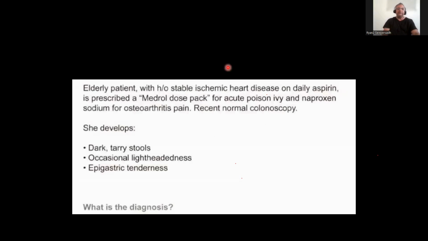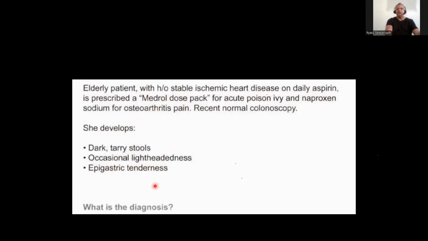Okay, here we have an elderly patient with a history of stable ischemic heart disease on daily aspirin. He is prescribed a Medrol dose pack for acute poison ivy and naproxen sodium for osteoarthritis pain. Okay, so it's basically steroids and non-steroidals. Had a recent normal colonoscopy. She then develops dark tarry stools, occasional lightheadedness, epigastric tenderness. Guys, does anybody want to tell me what has happened to this lady? She had poison ivy. Somebody gave her a steroid and somebody gave her a non-steroidal, and now she has dark tarry stools with occasional lightheadedness, epigastric tenderness.